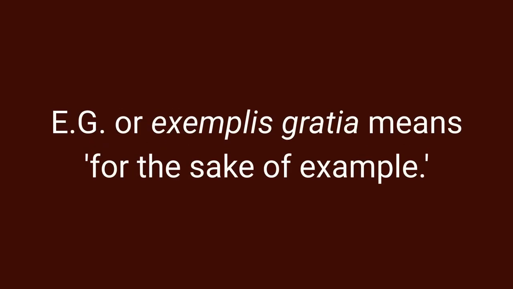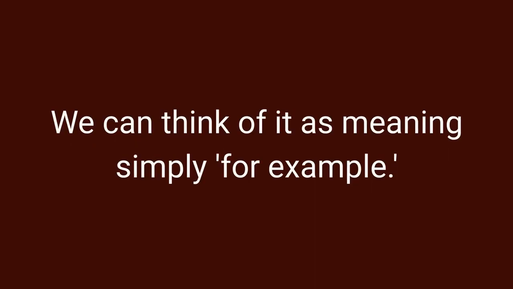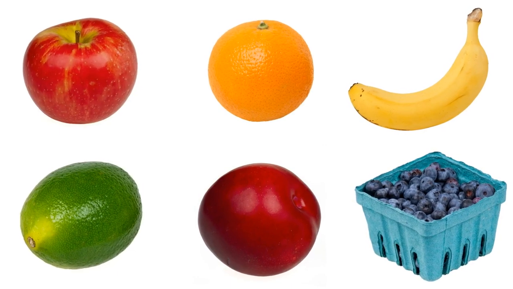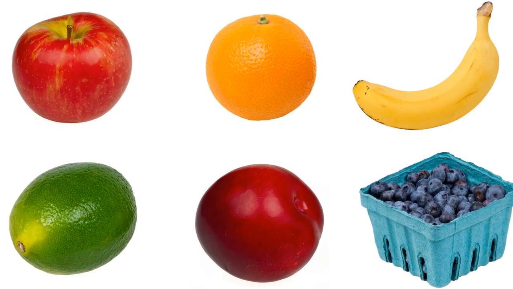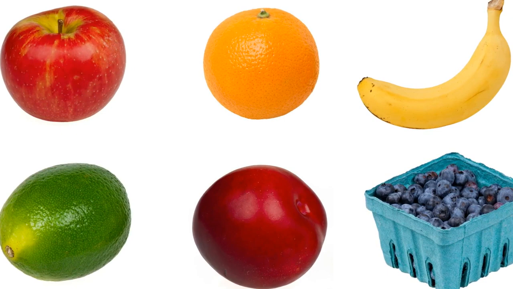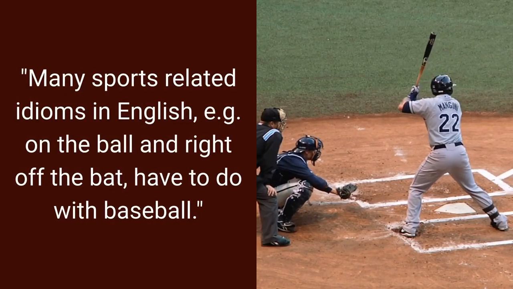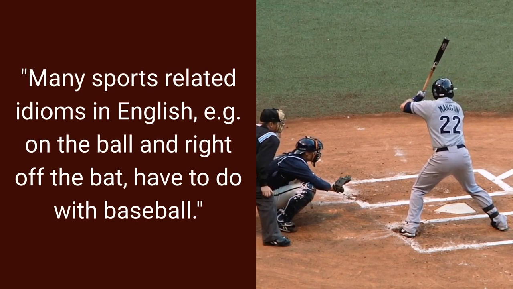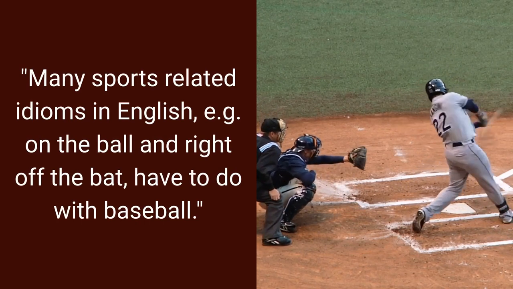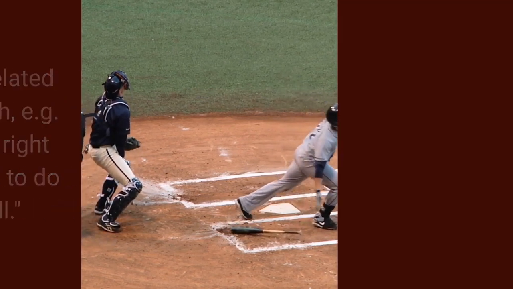Meaning of e.g. in English. E.g., or exempli gratia, means for the sake of example. We can think of it as meaning simply for example. We use e.g. to introduce one or more examples. By using e.g., we are making it clear that we are only naming a few possible examples among many, or at least several. For example, many sports-related idioms in English, e.g. on the ball and right off the bat, have to do with baseball.